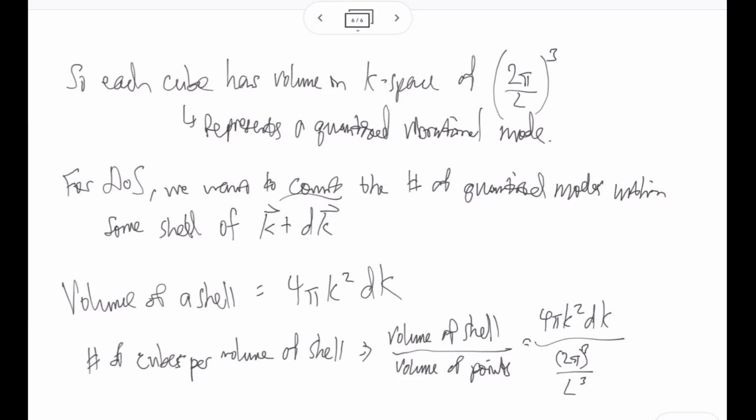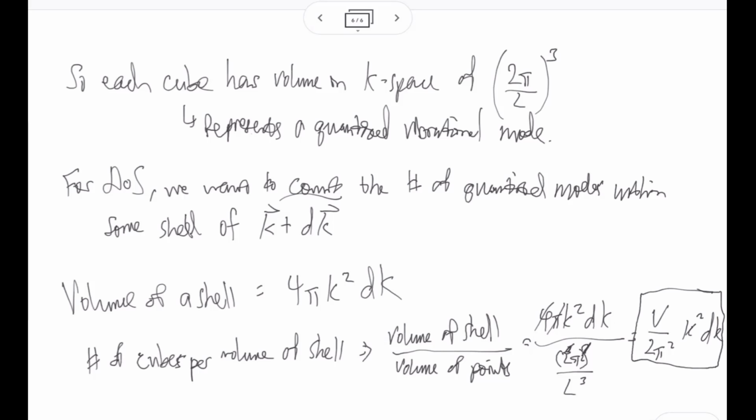We're going to call L cubed V. We'll notice that this pi cancels out, so now we're left with 2 pi squared, and this is 2 cubed. So what does this become? We have 4 divided by 8, which leaves us with 2. V was on the bottom previously, so now we're going to move it to the top. So V divided by 2 pi squared times k squared dk.